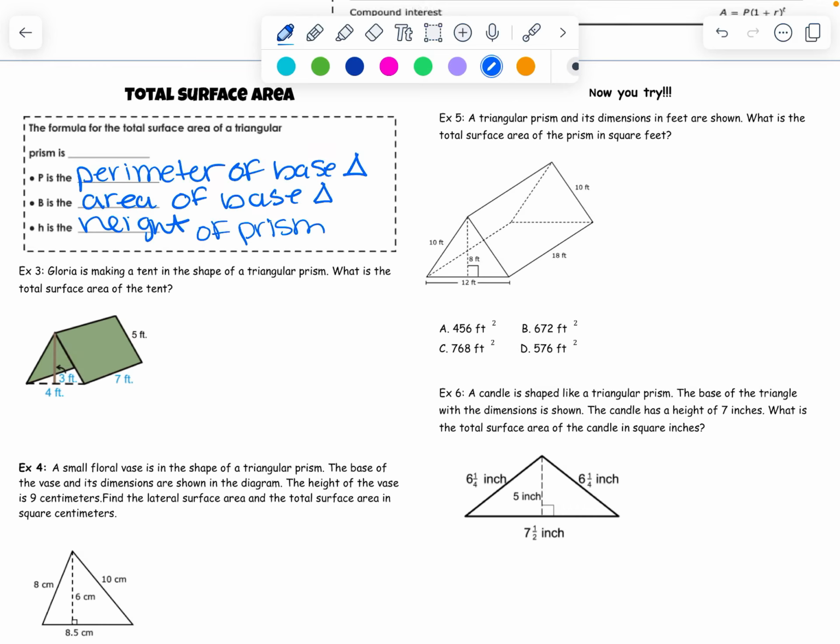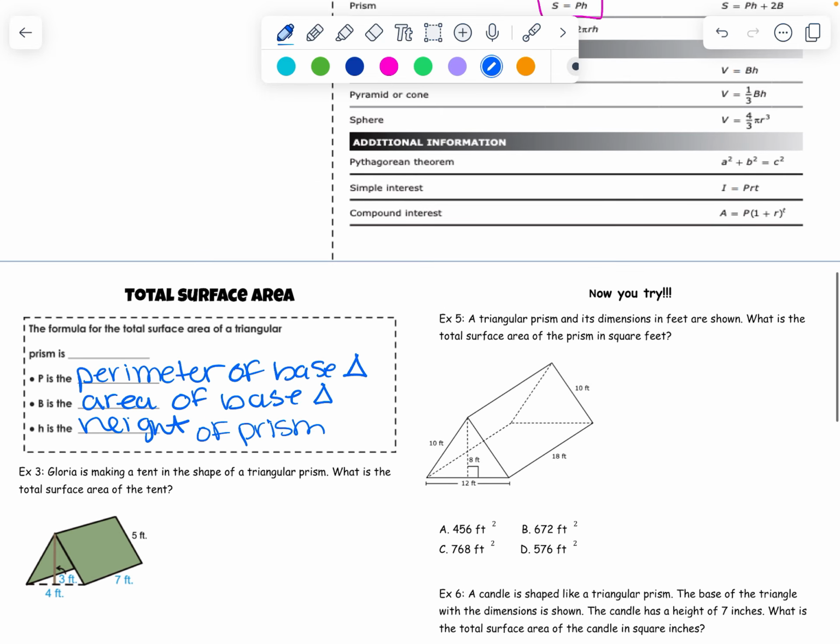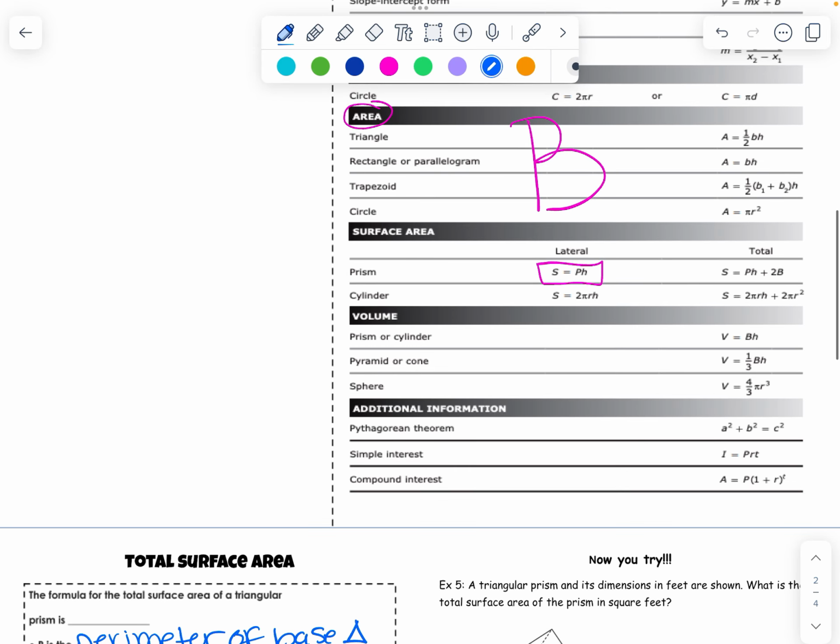Okay, so now we're going to find the total surface area. So this is part 2 video. And let's go to the formula sheet to find the total surface area. So a minute ago we found the lateral. And again, we're talking about prisms.